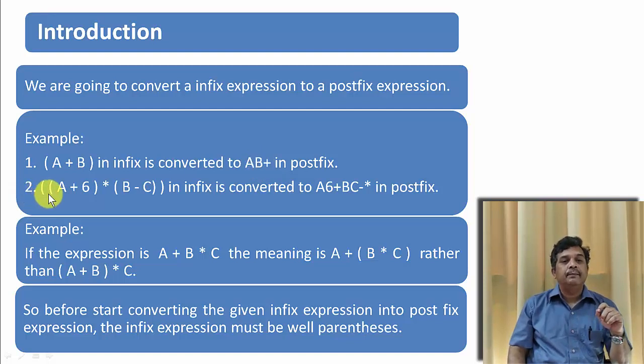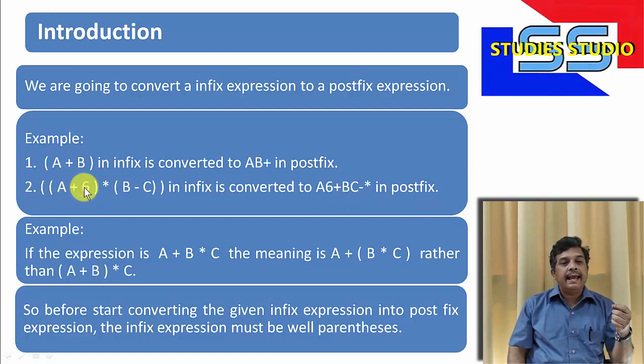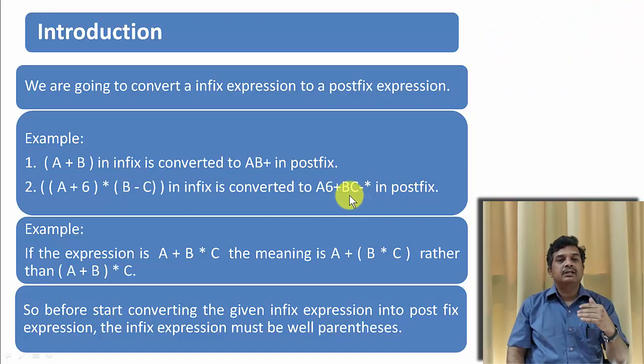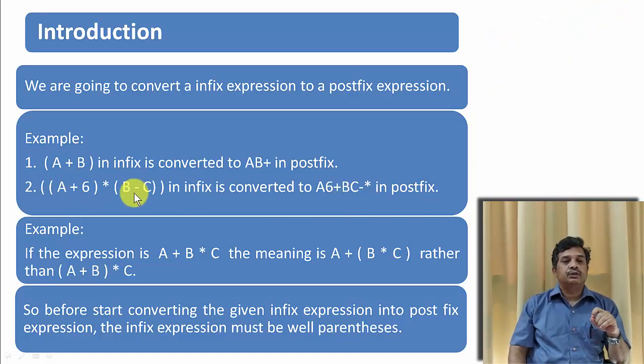Similarly, take one more example. (a plus 6) star (b minus c). It is an infix expression, and if I want to convert this to a postfix expression, I'll convert this bracket first. So it will become a 6 plus. Then for this bracket, b c minus. And after doing the bracket work, I have to do this multiplication. So at last I have to write multiplication. So this is the required postfix expression for this infix expression.